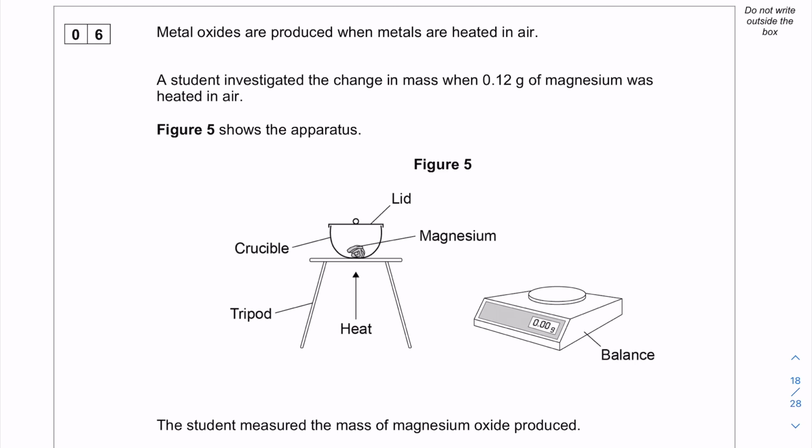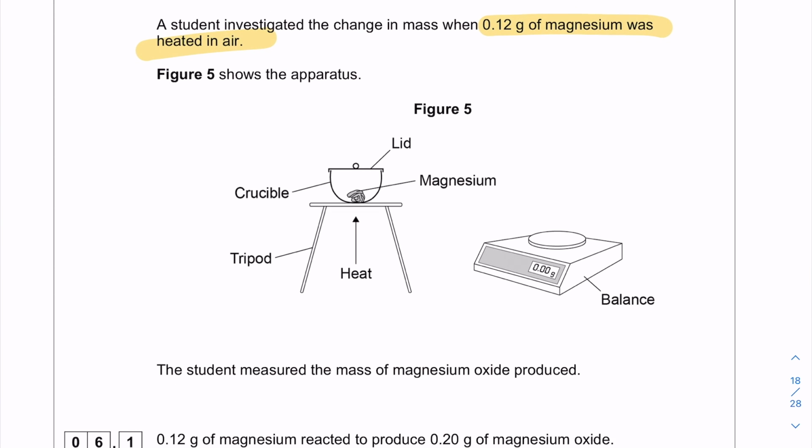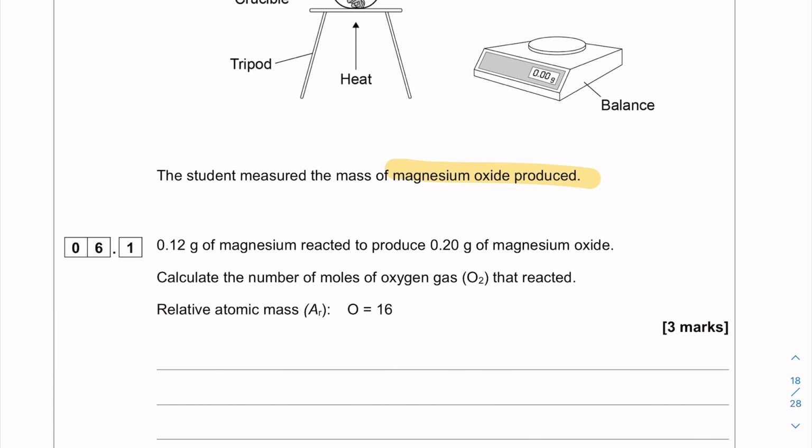Metal oxides are produced when metals are heated in air. A student investigated the change in mass when 0.12 grams of magnesium was heated in air. The student measured the mass of magnesium oxide produced. 0.12 grams of magnesium reacted to produce 0.2 grams of magnesium oxide. Calculate the number of moles of oxygen that reacted. So if we find the difference between these two numbers, it will tell us how much oxygen got added to that magnesium.